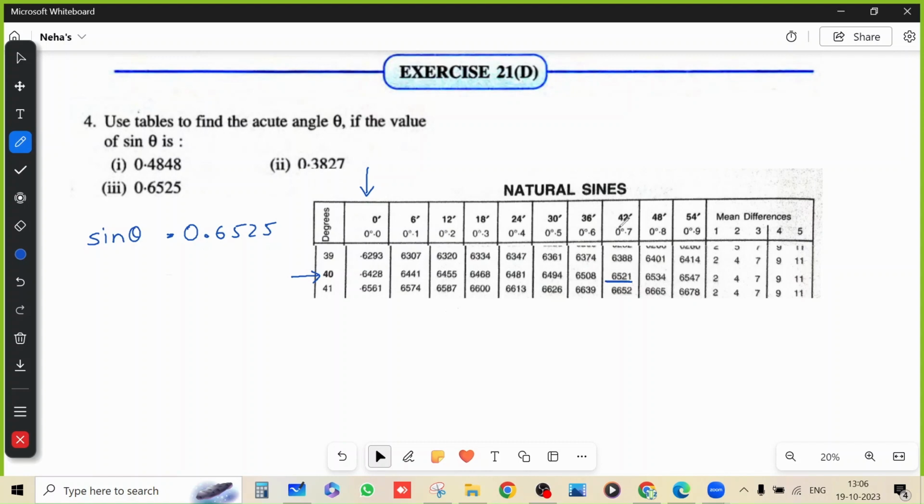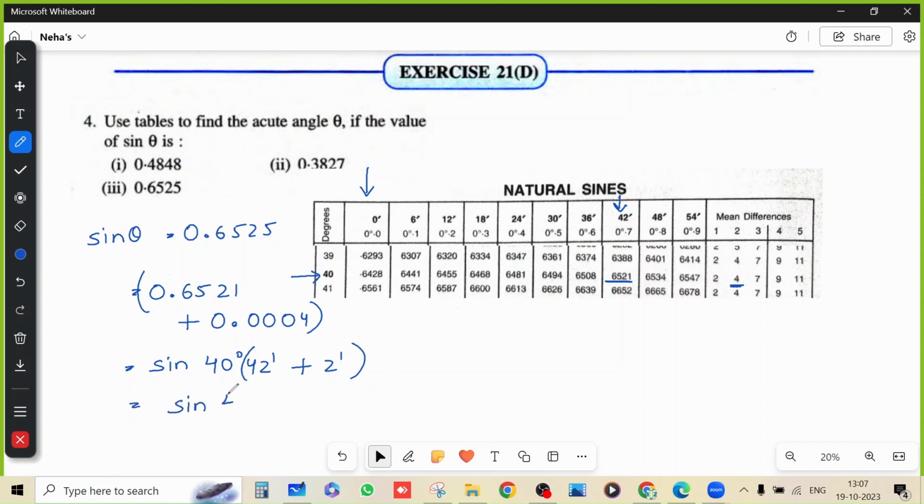Here we will try to find a perfect match. If the match is not there, we will look for a value that is just lesser than this. So you can see that the value in the 42-minute column is given as 0.6521. So we can write this as 0.6521 plus the gap between these two numbers, which is 0.0004. Now we know that this gap is already given in the 2-minute column. So therefore we can write it as sine theta: 0.6521 is the value of 40 degree 42 minutes, and this is the value of 2 minutes. Now we can add these two values. That means sine 40 degree 44 minute is equal to sine theta. Therefore, the value of theta is equal to 40 degree 44 minutes.